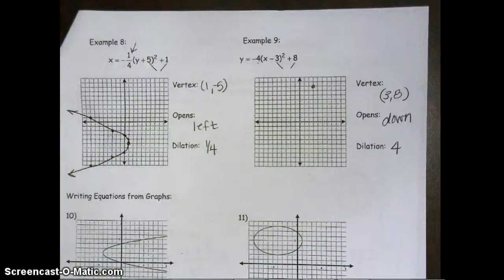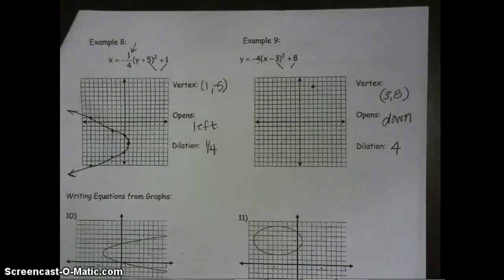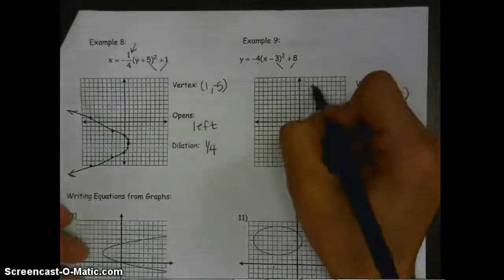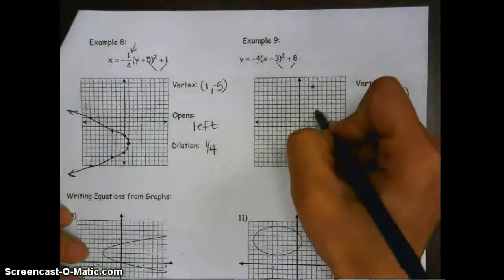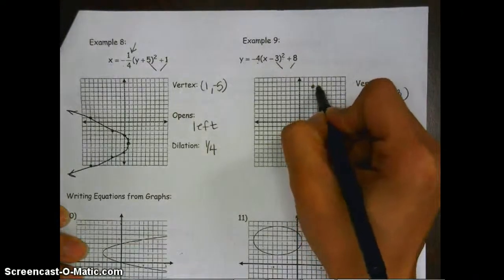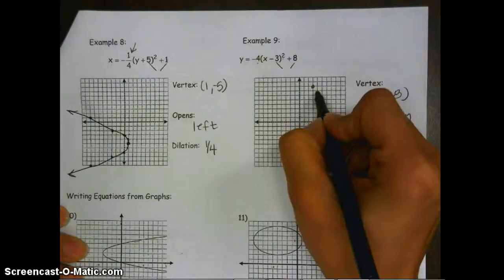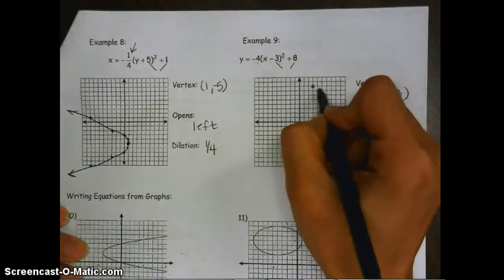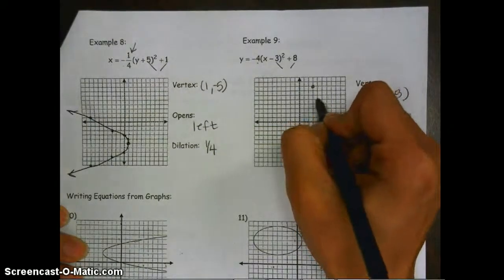Okay, so from there we're going to move this time, going over 1 and working our way down because it's supposed to open down. So we go over 1, and normally we go down 1, but I have a scale factor of 4, so now I have to go down 4. So 1, 2, 3, 4.